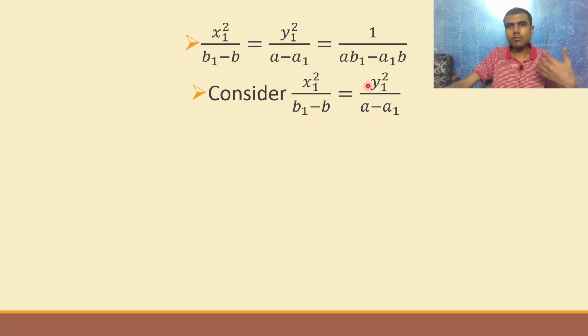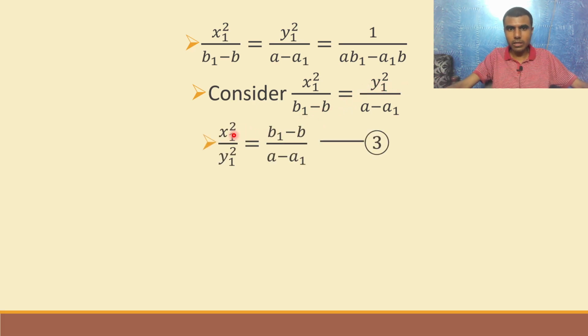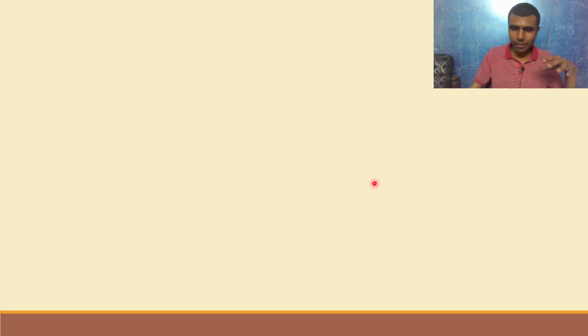Now send y1 square here and send b1 minus b here. So x1 square by y1 square equal to b1 minus b by a minus a1. Take it as equation 3. I'm going to use it, but later. Okay. Now up till here was something like you could consider part 1 of the video. Now again we'll go into part 2.